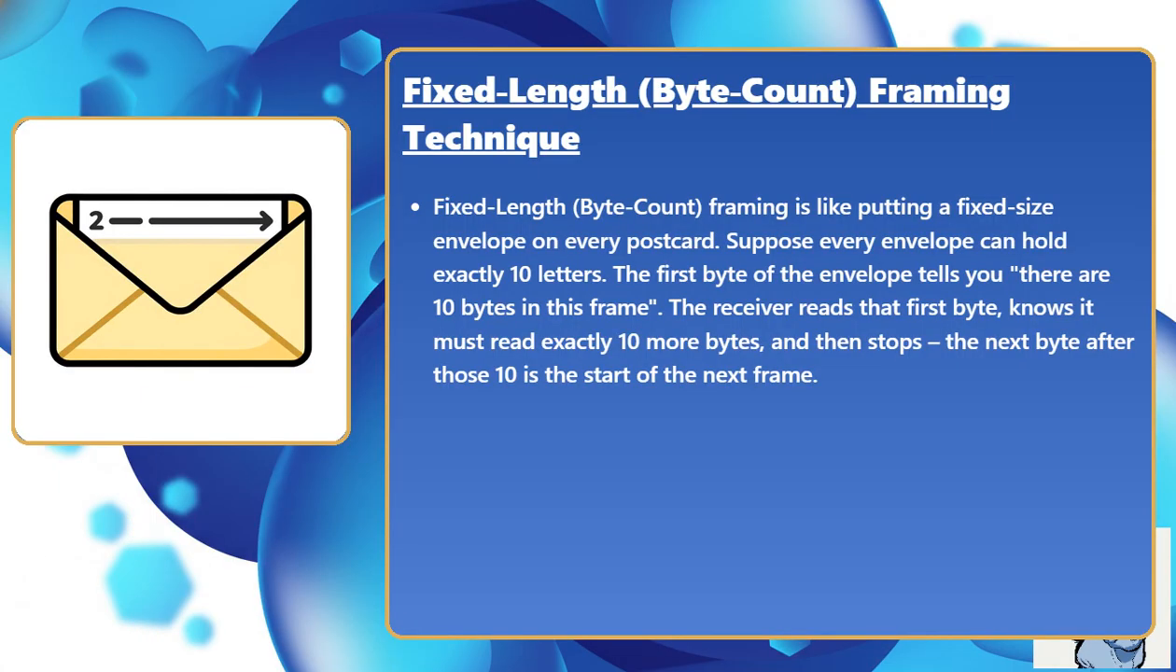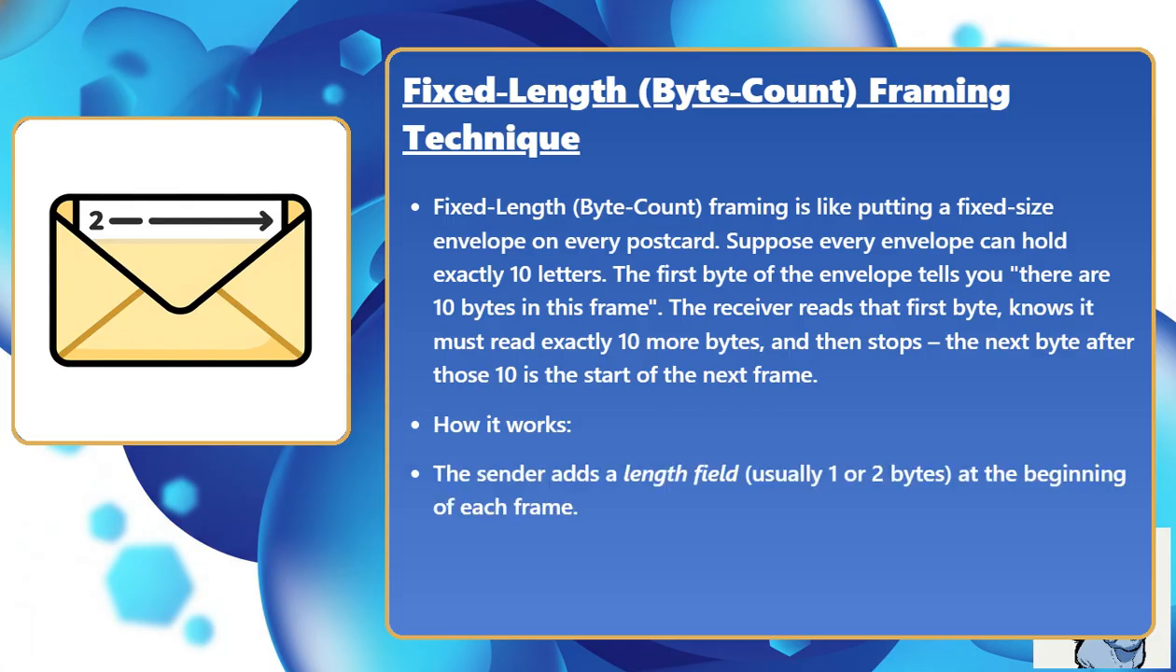Fixed-length byte count framing is like putting a fixed-size envelope on every postcard. Suppose every envelope can hold exactly 10 letters. The first byte of the envelope tells you there are 10 bytes in this frame. The receiver reads that first byte, knows it must read exactly 10 more bytes, and then stops. The next byte after those 10 is the start of the next frame.